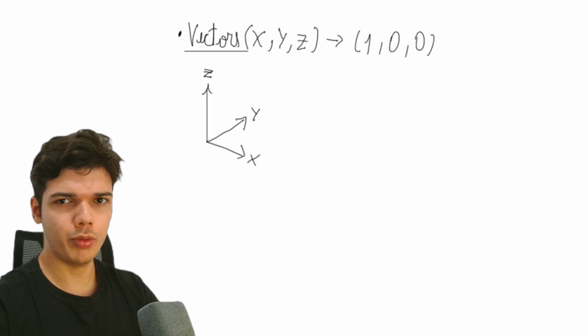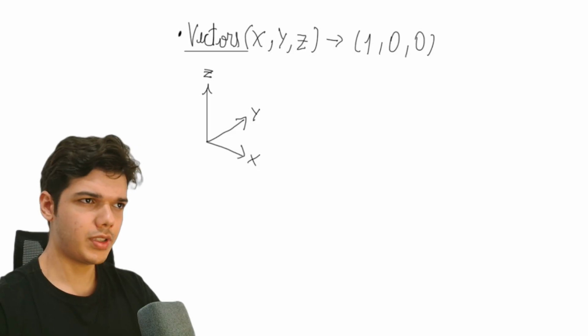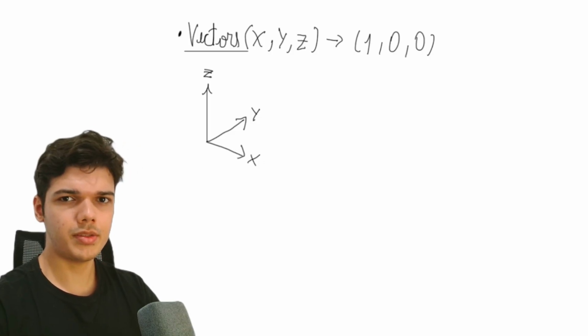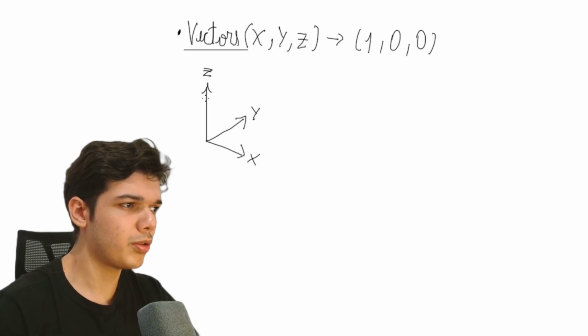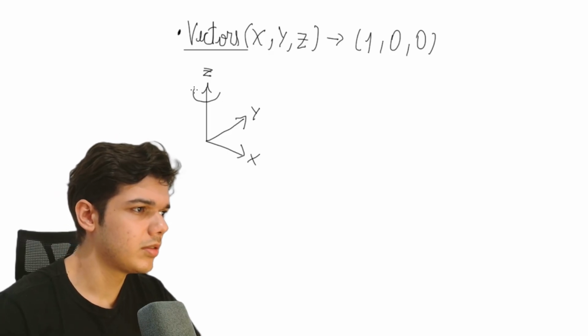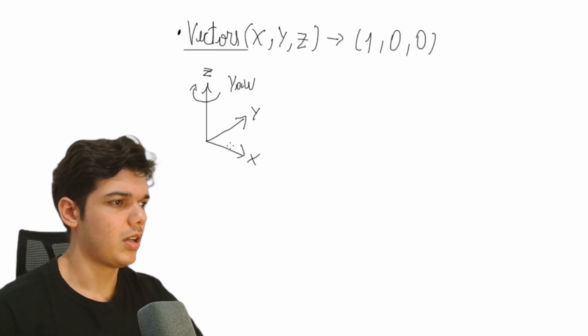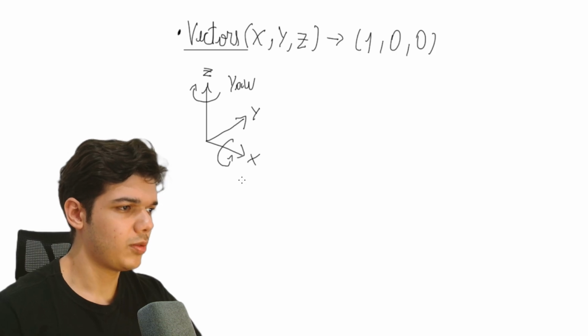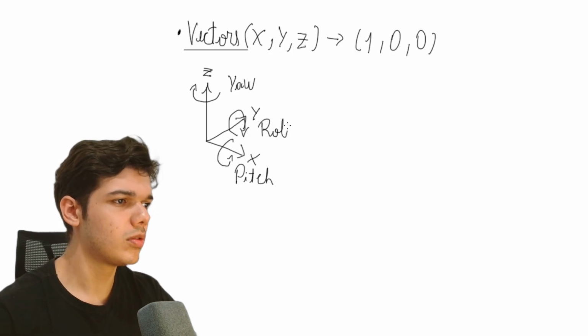The next type we will see are the rotators, that are the rotation of the object based on some axis that can be relative or can be global. We will discuss this later. They measure rotations around those axes, like around the z-axis we have yaw, around the x-axis we have the pitch, and around the y-axis we have the roll.